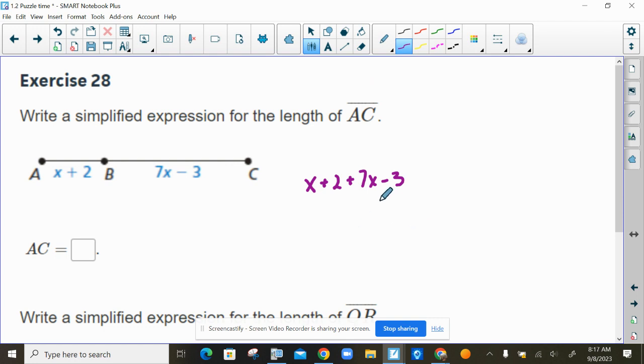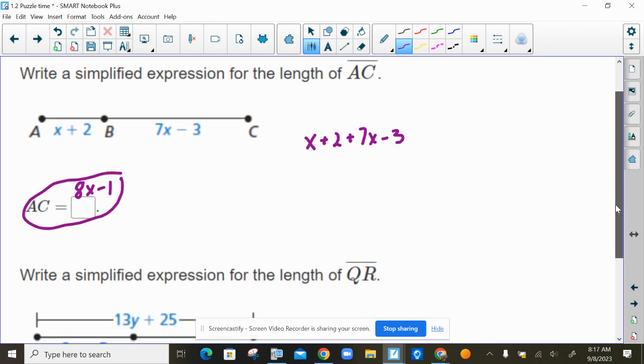So all we can do, and all you need to type in here when you do this problem, is x plus 7x is 8x. And then combine your numbers. 2 and minus 3, or 2 plus negative 3, is going to be a minus 1. And that's the answer. Okay?